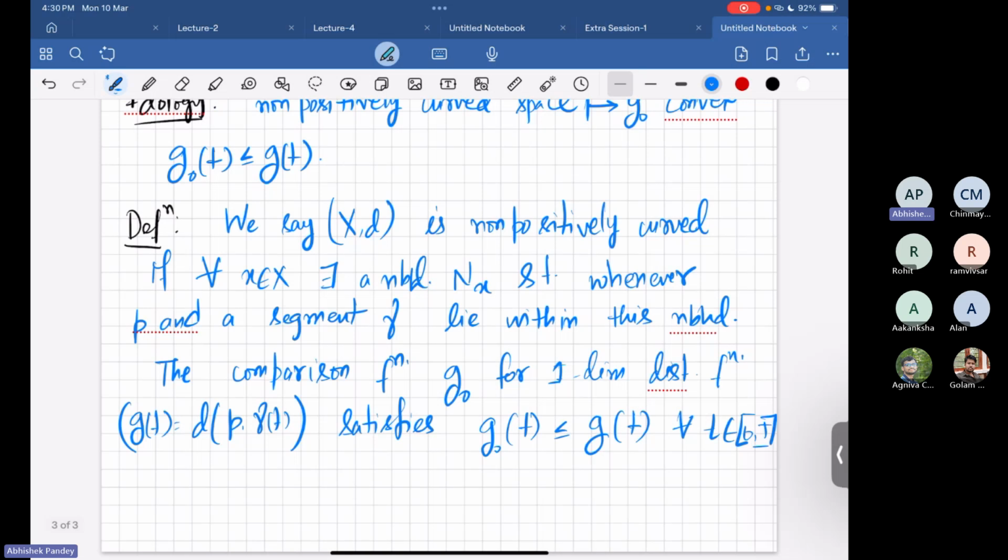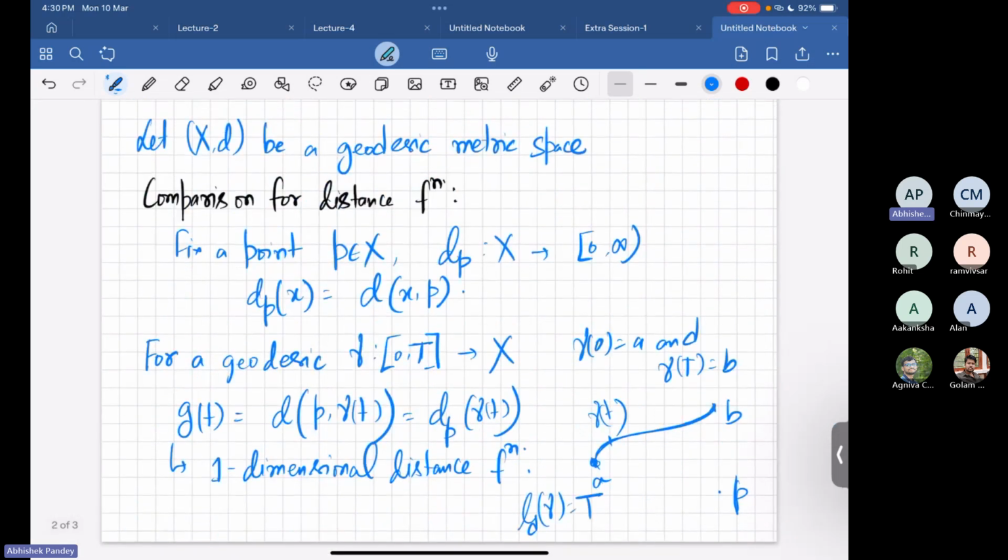So what we are doing is we are taking a geodesic joining 2 points A comma B in a metric space, and we are taking a reference point P, and we are taking the distance between P and gamma of t. Means we are running the points on this curve only, okay? And we are taking the distance. We want to compare this distance with the Euclidean distance, and what would be that comparison?